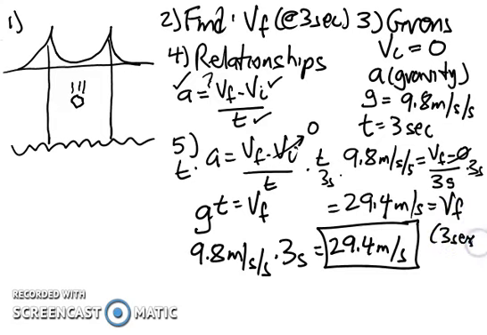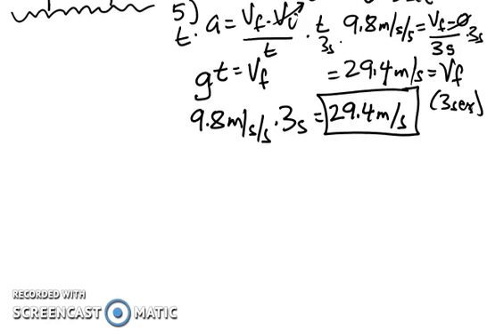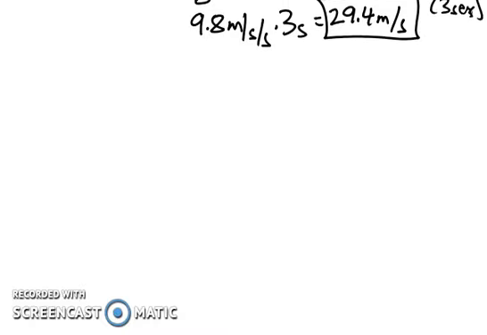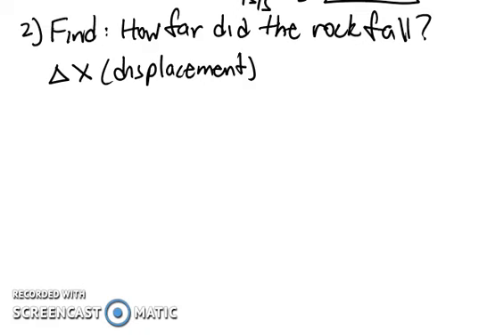So we're going to take a look at part number 2, and that is how far did it fall during those 3 seconds. Okay, so I'm just going to move a little bit further down the page here. I'll keep that same drawing, and we'll go through the same exercise. So my second part of what am I trying to find? How far did the rock fall during those 3 seconds? Or another word is, hey, what is my delta x or my displacement?